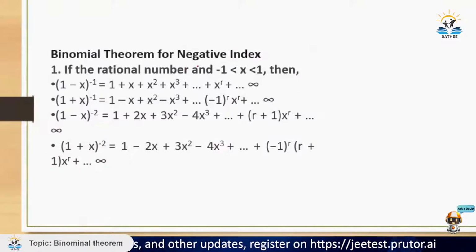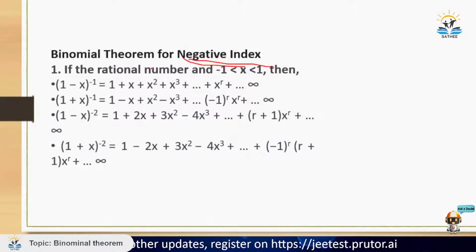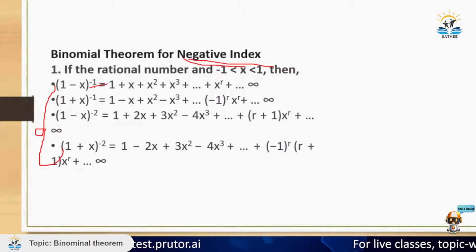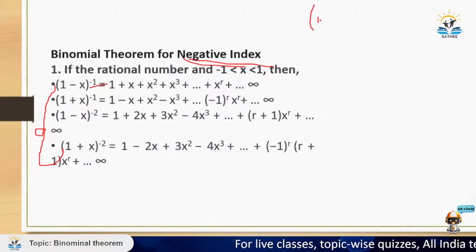बाइनोमियल थ्योरम फॉर नेगेटिव इंडेक्स, दिस इज आल्सो वेरी इंपॉर्टेंट थ्योरम। जब मेरे को नेगेटिव इंडेक्स दिया जाता है तो उसका जो एक्सपेंशन होता है, बेसिकली आपको यही चार एक्सपेंशन काम आएंगे। (1 - x) पावर माइनस वन जो होता है इसका एक्सपेंशन होता है 1 + x + x² + ..., यहाँ पे है माइनस वन। बाइनोमियल थ्योरम फॉर नेगेटिव इंडेक्स क्या बोलता है?